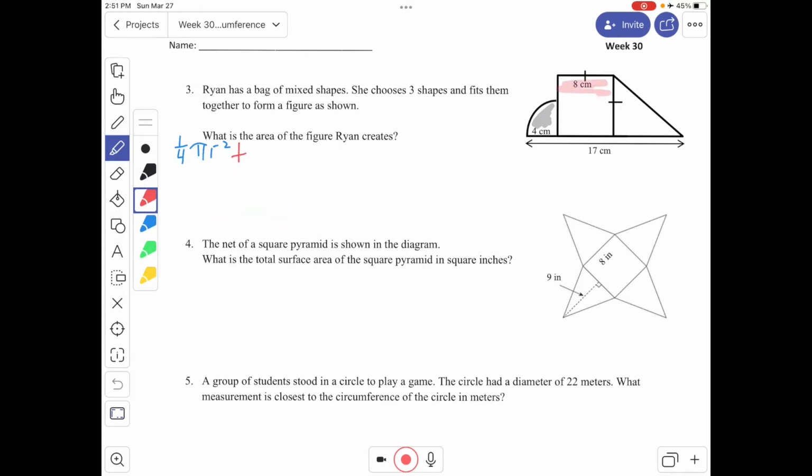Plus, I also see a rectangle. So the formula for a rectangle is base times height. And then I see a triangle. The formula for a triangle is 1/2 base times height.